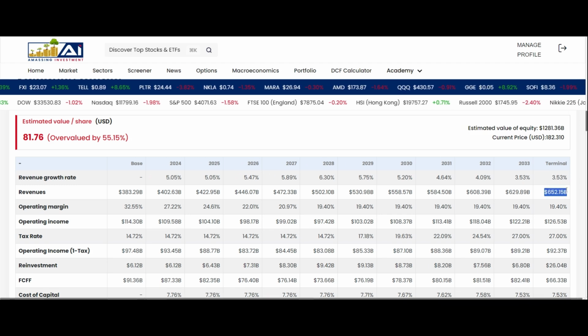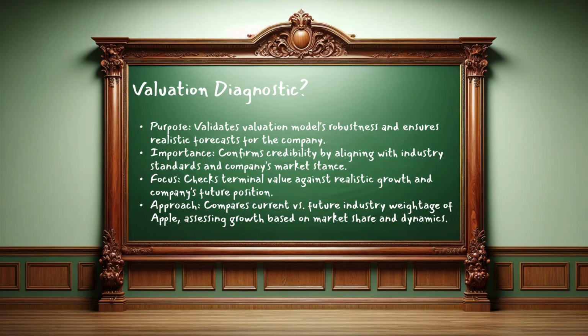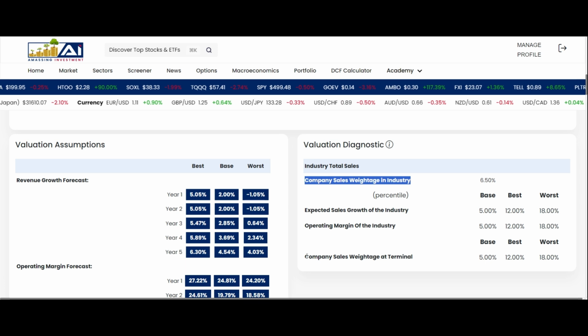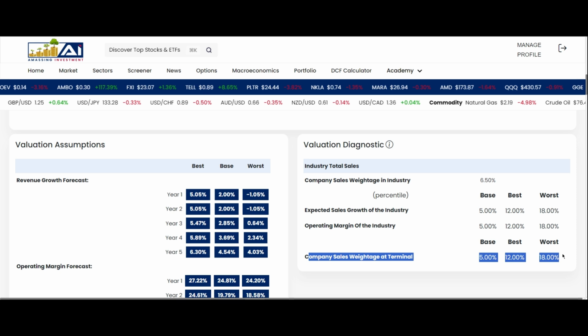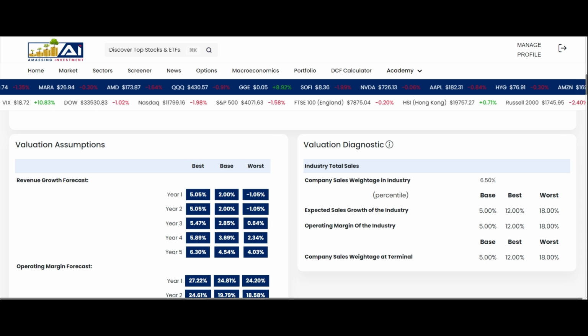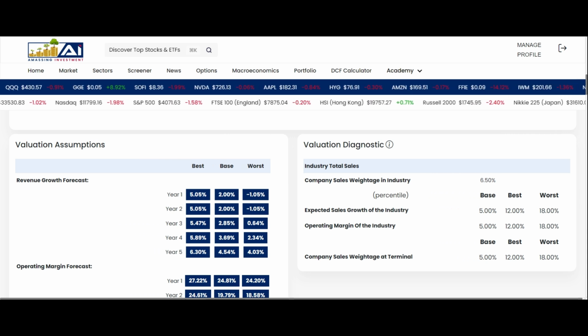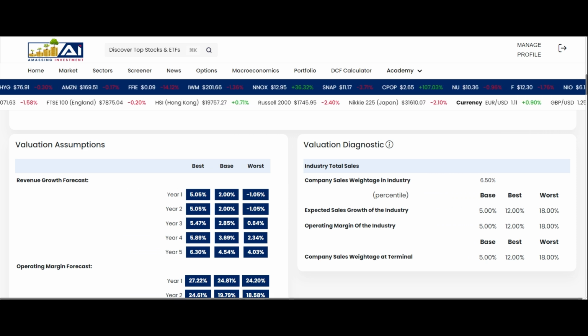Our diagnostic framework evaluates this assumption through a comparative lens, comparing Apple's current revenue weightage in its industry against its projected terminal weightage. This analysis adheres to a set of criteria designed to reflect realistic growth expectations based on Apple's market share and industry dynamics. For instance, if a company's current revenue weightage falls between 0 to 5%, the terminal weightage should not exceed 20%. This sliding scale progresses to higher thresholds as the company's initial weightage increases, ensuring that our terminal value assumptions remain grounded in economic reality, thereby preventing overly optimistic projections.